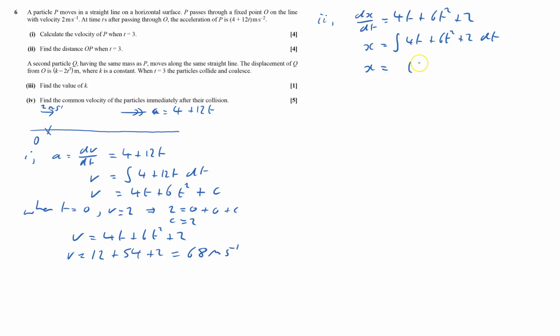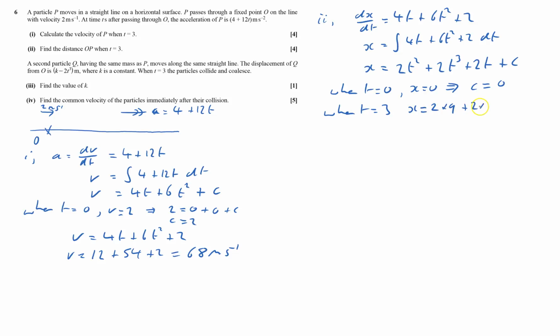and so that will give me x equals, the power increases, t squared, that's going to be 2t squared, plus, the power increases integrating, so that'll be 2t cubed, plus 2t plus c. And when t equals 0, then we get x equals 0, and that implies that c equals 0. So when t equals 3, x will equal 2 times 9 plus 2 times 27 plus 2 times 3, so x will equal 78 meters.